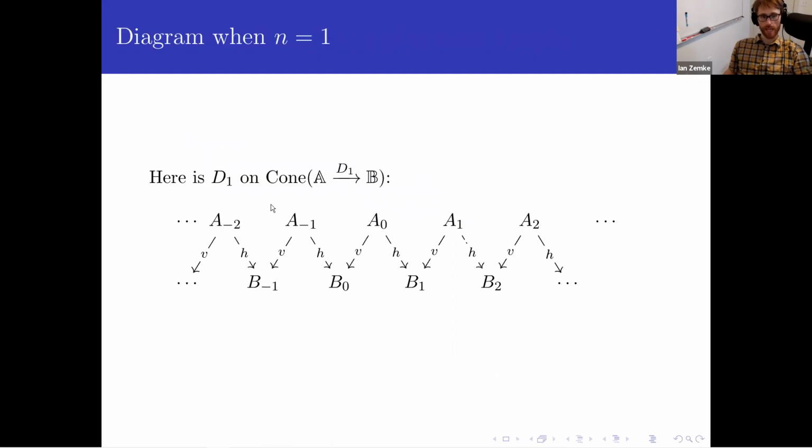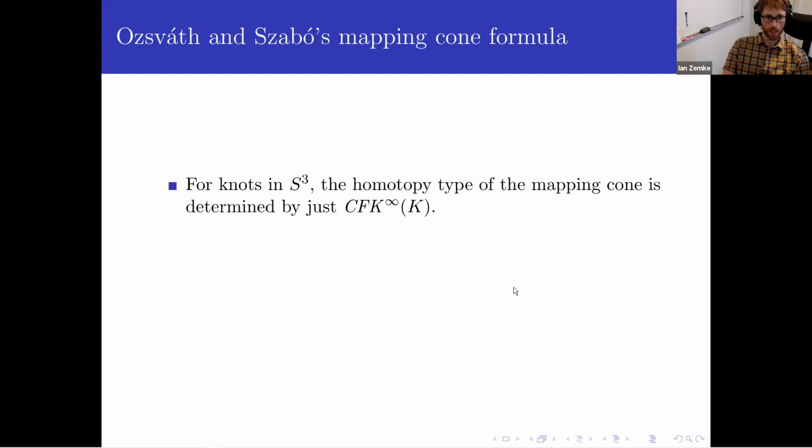Okay, so here's a diagram of what it looks like. We have the A's and we have the B's. A0 goes to B0, and so V preserves the index, and H increases the index by 1. So that's the mapping cone formula. And the goal of this whole project is to construct an involutive version of this mapping cone formula. As I mentioned, for knots in S3, you can completely compute this mapping cone, all the maps in it.